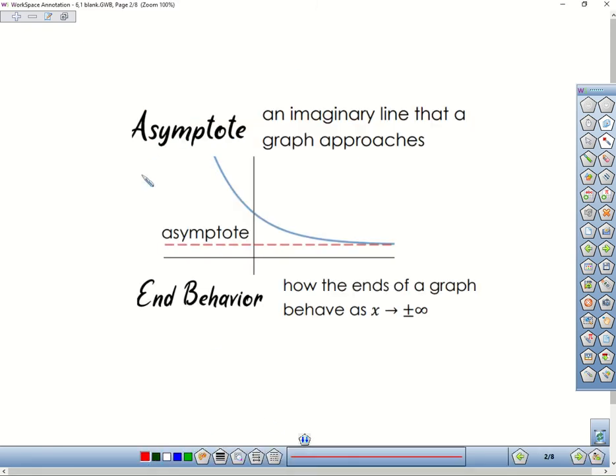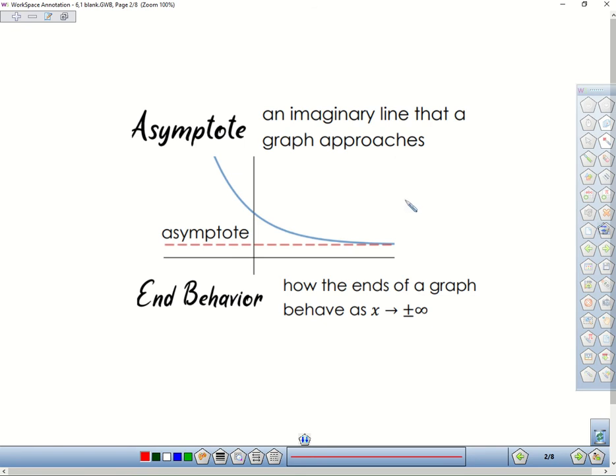So the first vocabulary we have here is asymptote. An asymptote is an imaginary line, which is where your graph approaches. Every single exponential function has one of these. Even if it's flipped upside down, it's going to have one on the top. And an asymptote can either be vertical, it can be horizontal. It can also be diagonal.